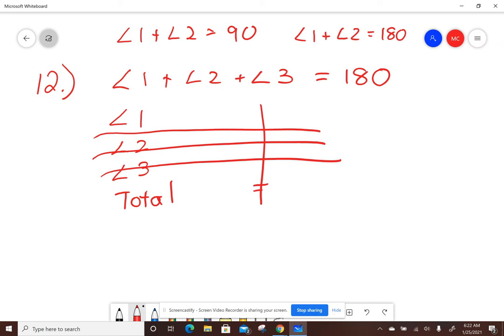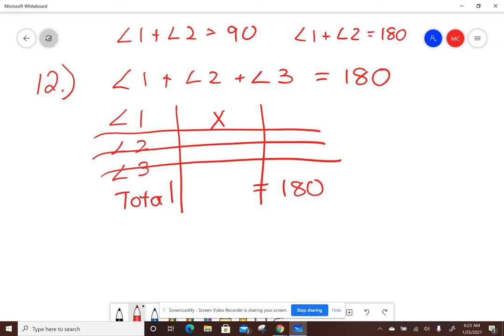I know the total is going to be 180. So I go ahead and set up my chart like this. So let's figure out how to name the angles. Well, it talks about the second angle being 9 less than 3 times the first, and the third half the first. So that means I'm going to let the first equal x.